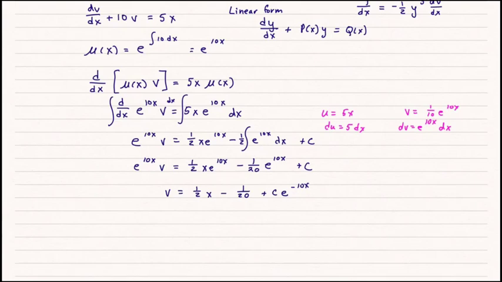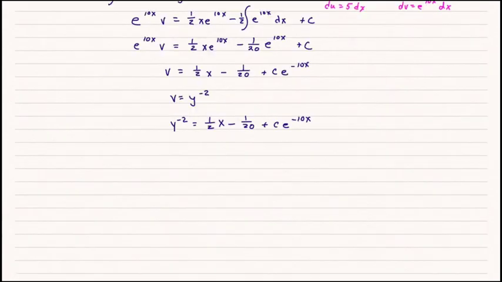Of course, this is in terms of v, not y, so let's go ahead and resubstitute. Since v is equal to y to the negative 2 power, I get that y to the negative 2 power is equal to everything I have on the right-hand side. And in this case, I'm going to leave it in implicit form. Let's do one more example.